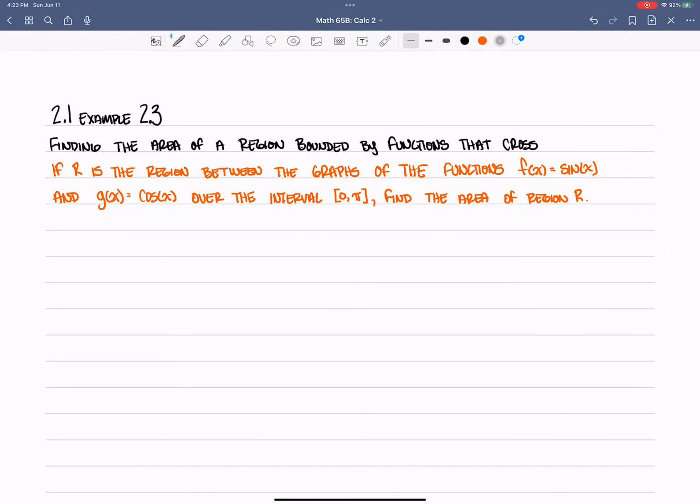Section 2.1, example 3, finding the area of a region bounded by functions that cross. If R is the region between the graphs of the functions f of x and g of x over the interval from 0 to 1, find the area of the region. They're using different language here, so that makes me feel that there's going to be something a little fishy. Let me graph it for you guys really quick.